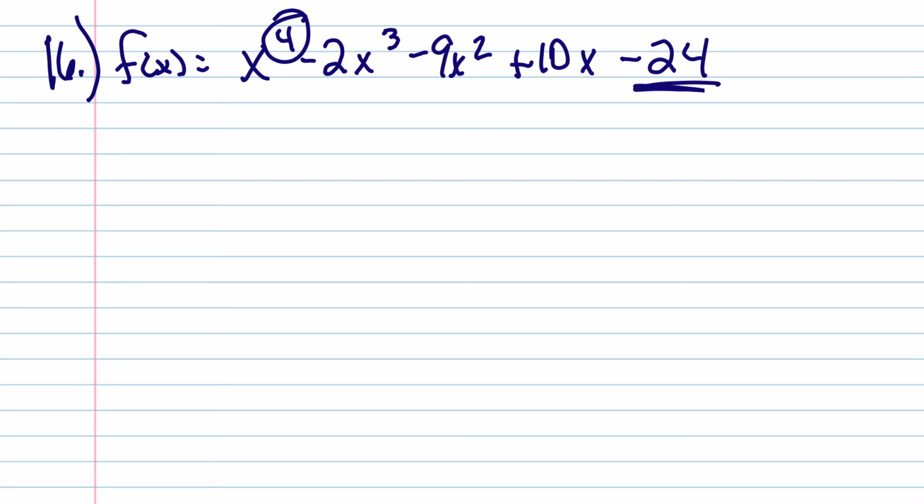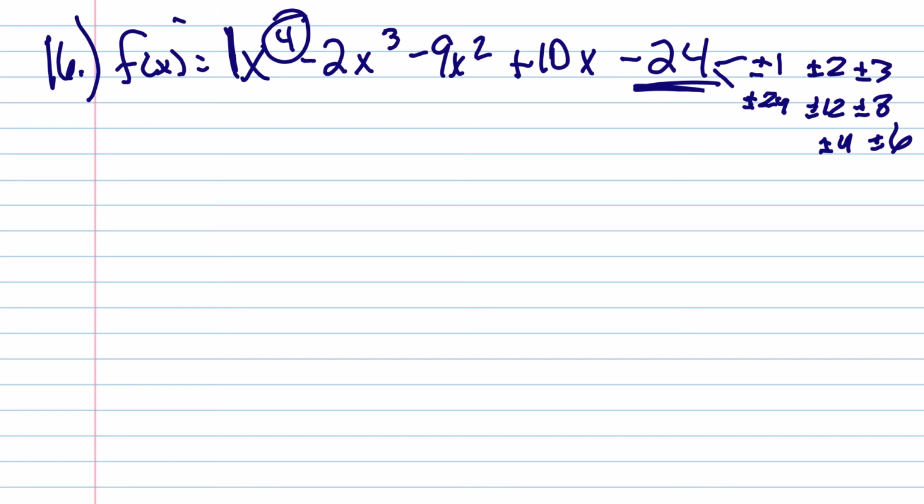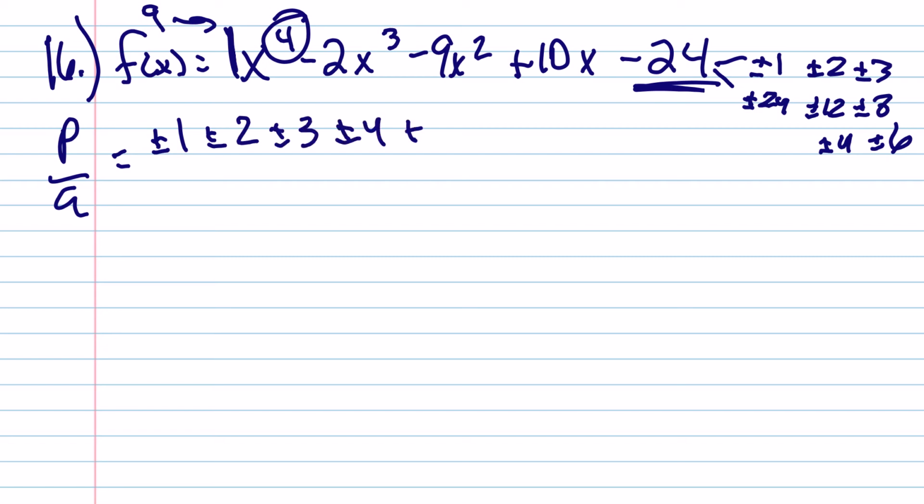So once again, I find my p is negative 24. So plus or minus 1, plus or minus 24, plus or minus 2, plus or minus 12, plus or minus 3, plus or minus 8, plus or minus 4, plus or minus 6. Since q is 1, remember that's my q, I don't have to worry about those fractions, but I could if I wanted to. So my p over q is just plus or minus 1, 2, 3, 4, 6, 8, 12, 24. Alright, now I make my box.